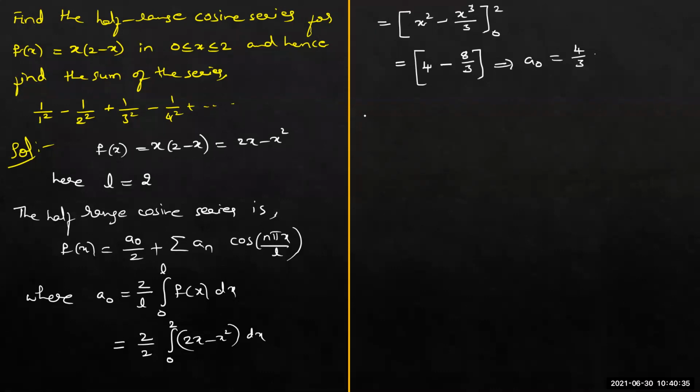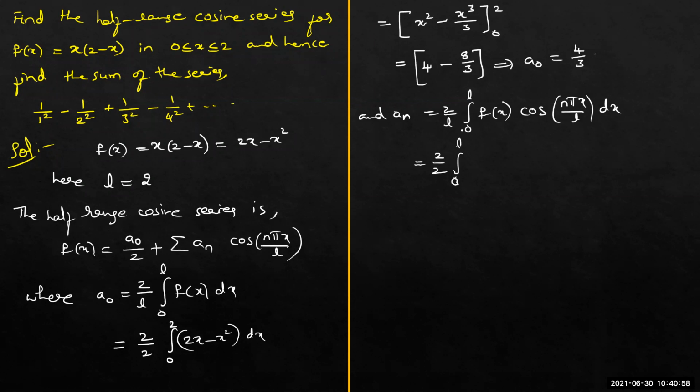Okay, so an is equal to 2 by L integration from 0 to L of f(x) into cos(n pi x by L). So I'm just substituting everything into this. It is equal to 2 by 2 integration from 0 to 2 of f(x), I'm writing the reduced one, 2x minus x square into the cos function, cos(n pi x by 2), since the value of L is 2, into dx.